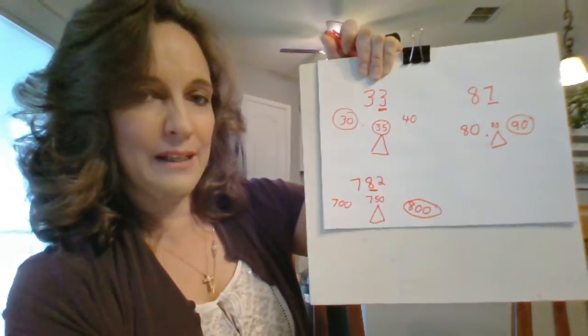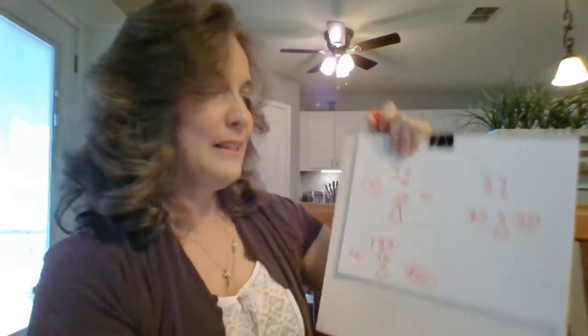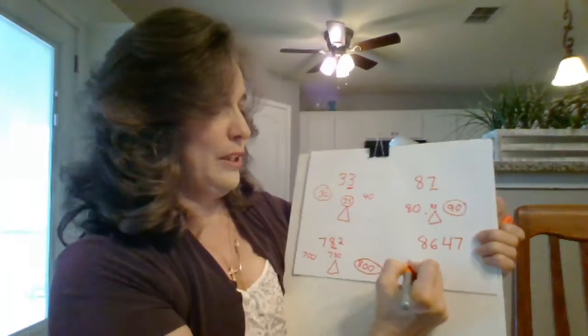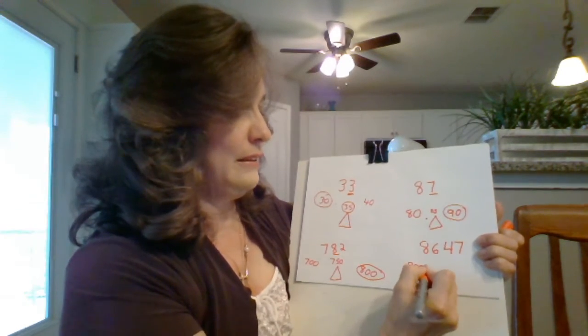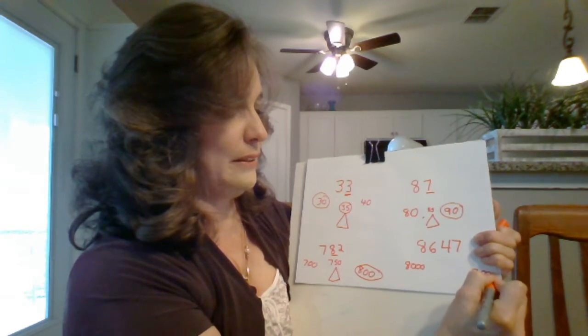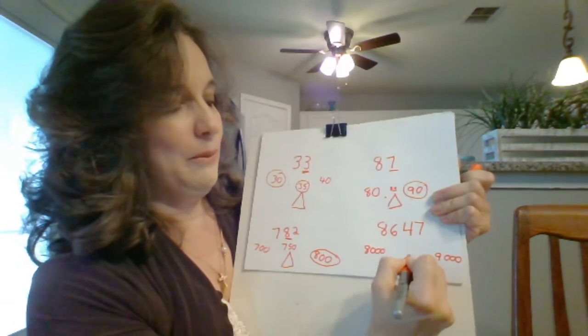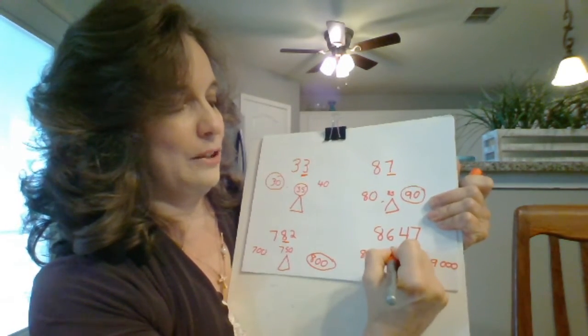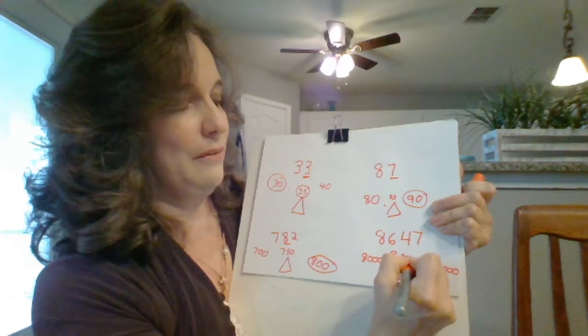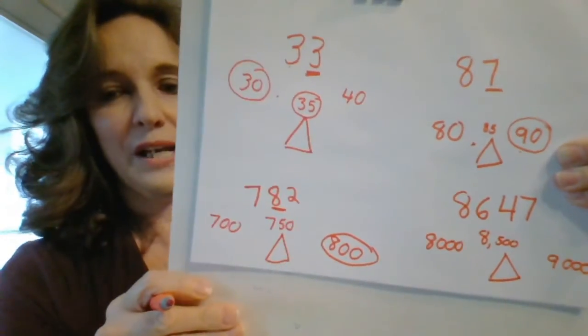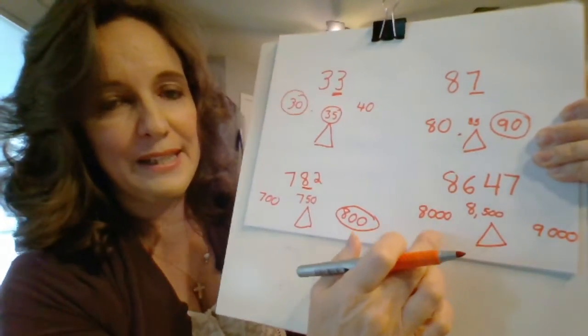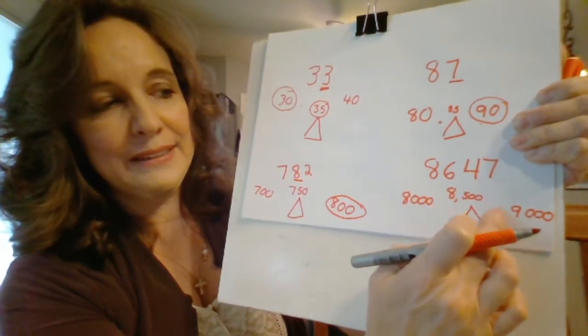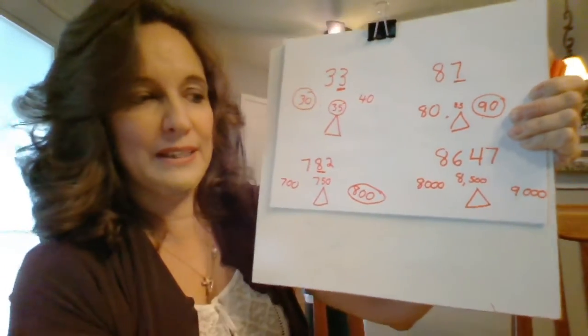It's closer to 800. Okay, so what if we want to round to the nearest 1,000? We've got 8,647. So we're looking, is this closer to 8,000 or closer to 9,000? All right, so the tipping point is something with a 5 in it. It's going to be 8,500. If it comes before 8,500, we'll stay at 8,000. If it comes past the tipping point, we'll roll on to 9,000.